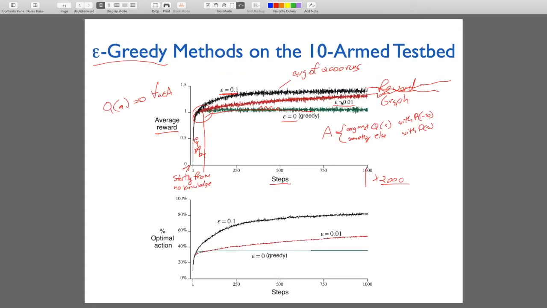Whereas if you add a little bit of space to say, okay, we're going to go off script and pick something suboptimal, over time you will eventually find out that Bandit 3 or Bandit 6 are much better, and then you'll start using them. Right? And the more randomly you let yourself explore, the faster you might learn that.